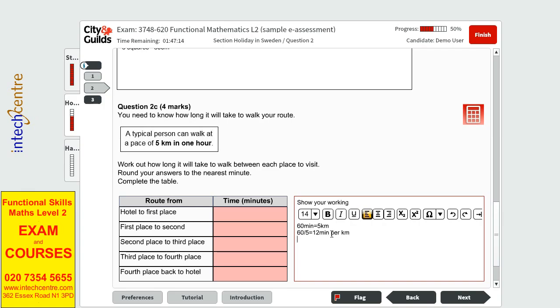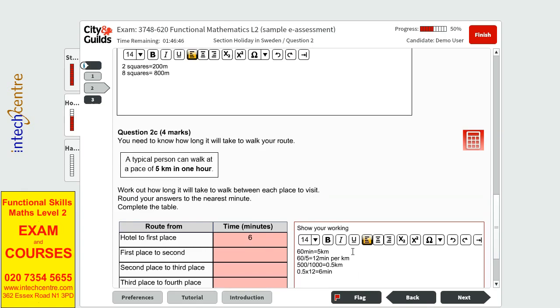Okay, now we know we have 500 meters, therefore we'll have to divide so that we can convert it to kilometers. So we will have 0.5 kilometers from hotel to first place. We have 0.5 times 12 minutes. It will be half, so that will be 6 minutes. That's how long it will take to travel from hotel to first place.